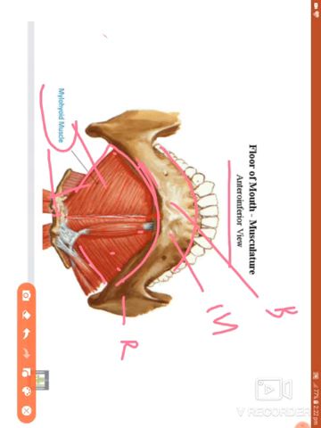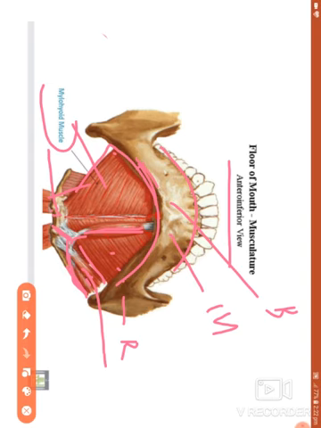Also here you can see the digastric muscle. You can see the anterior belly and the posterior belly, both attached by an intermediate tendon to this hyoid bone. This is the anterior belly of digastric, and this one is the posterior belly of digastric. Then here you can see the stylohyoid muscle. These are all suprahyoid muscles.